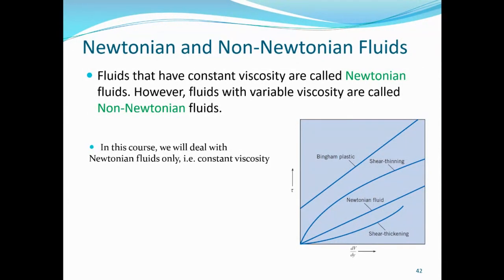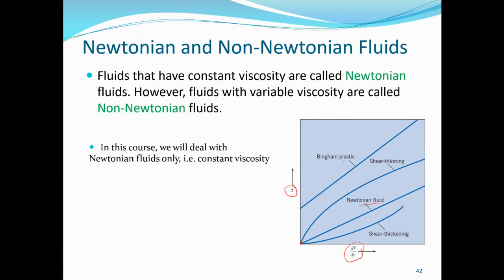When you plot the shear stress against the velocity gradient, Newtonian fluids will have a constant slope. The plot is going to be linear, the plot of the shear stress versus velocity gradient, and it starts from the origin. So this is the Newtonian fluid.